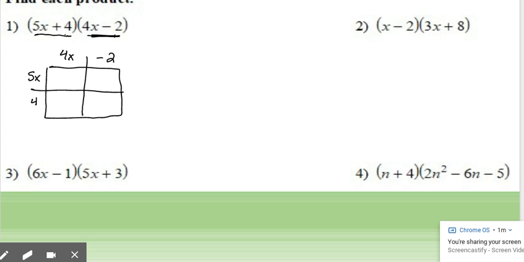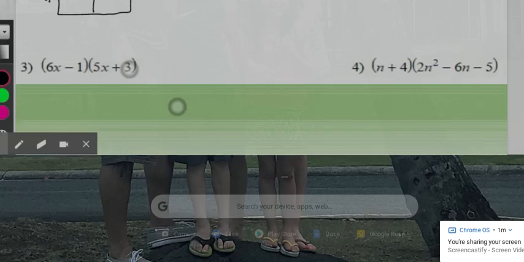And what this does is it separates, remember, your different multiplications. So I'm going to multiply 5x times 4x. Well, remember, x times x is x squared. You add the exponent. So 5x times 4x is 20x squared.